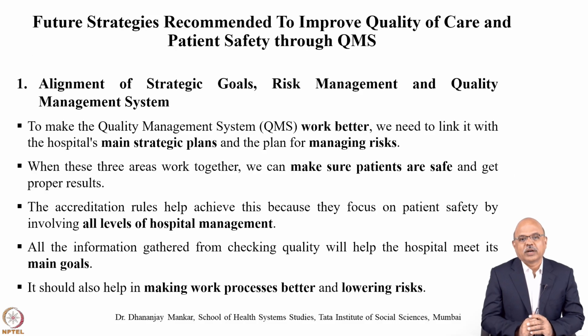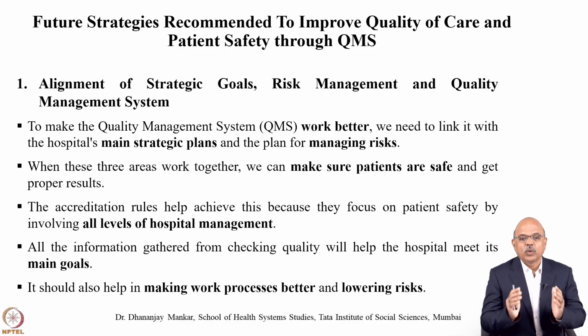So what are the future strategies? Do we need to recommend to improve quality of care and patient safety through quality management? Alignment of strategic goals, risk management and quality management system. To make the quality management system work better, we need to link it with the hospital's main strategic plans and the plans for managing the risk. It is one actually to see that the quality management system is entirely working in the hospital.